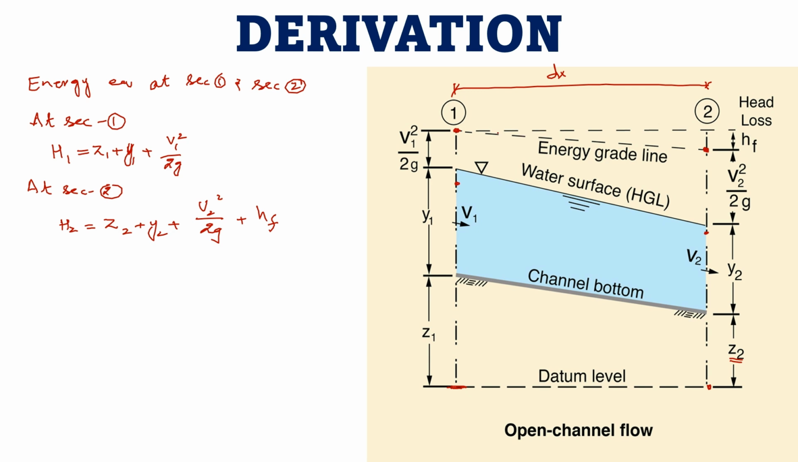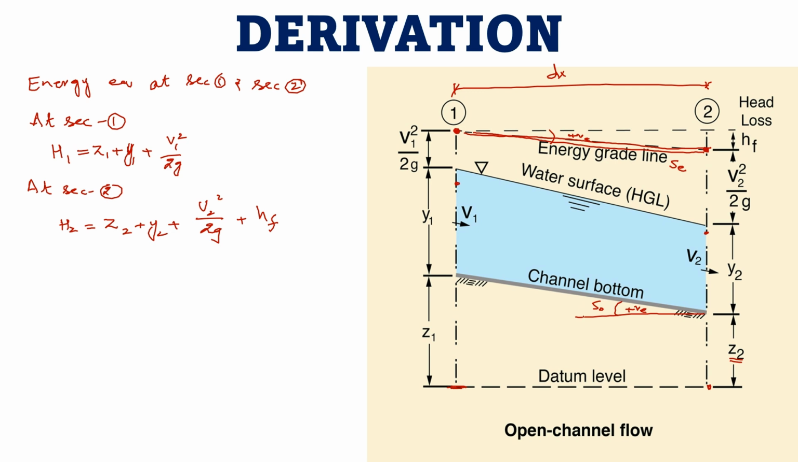So this is the energy line. The slope of the energy line is called SE, and this is the bed of the channel. The slope of the bed is known as S naught. This is a positive slope, and this slope is also positive because the line is moving from left to right in a downward direction. Here the line is the same, moving from left to right in a downward direction. So this is positive.